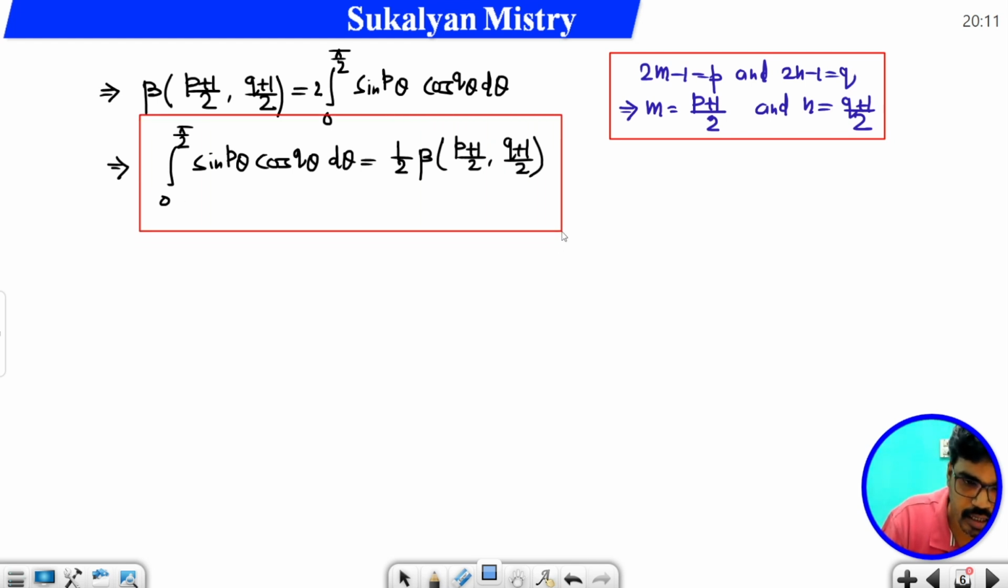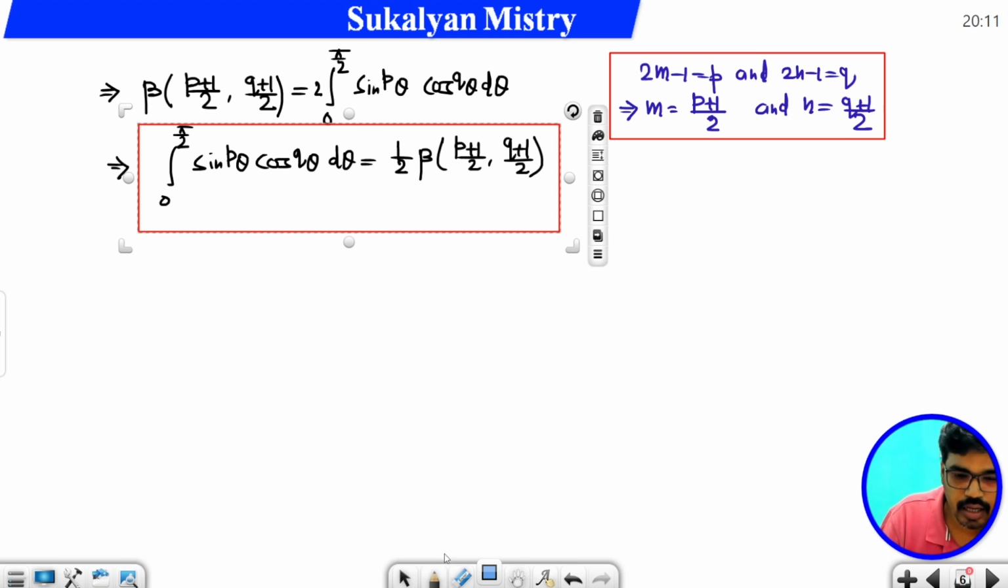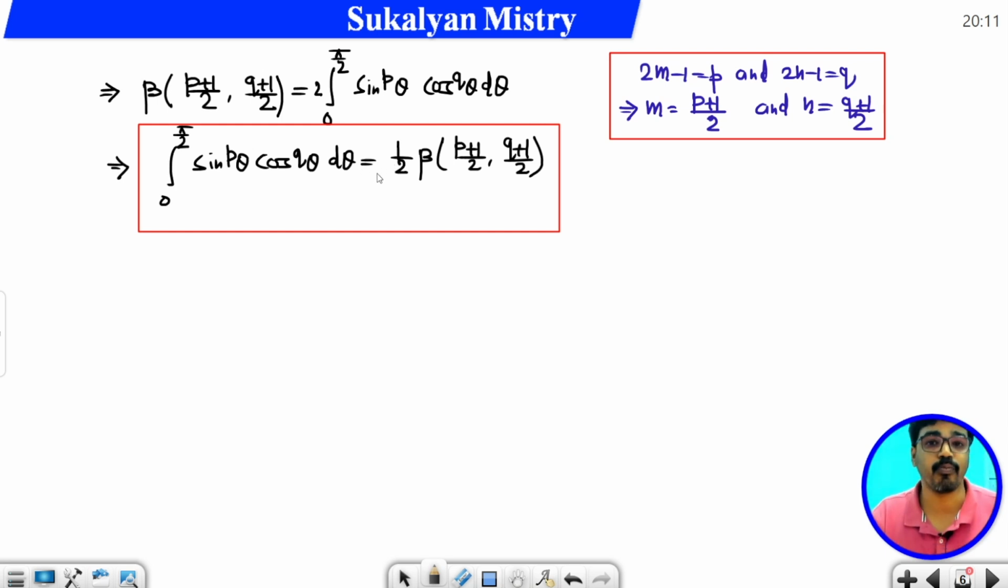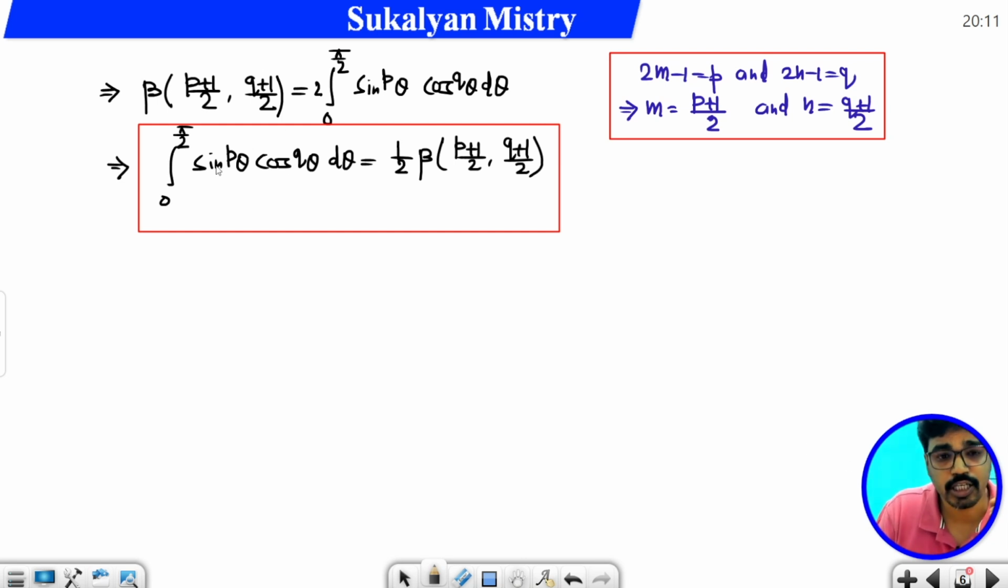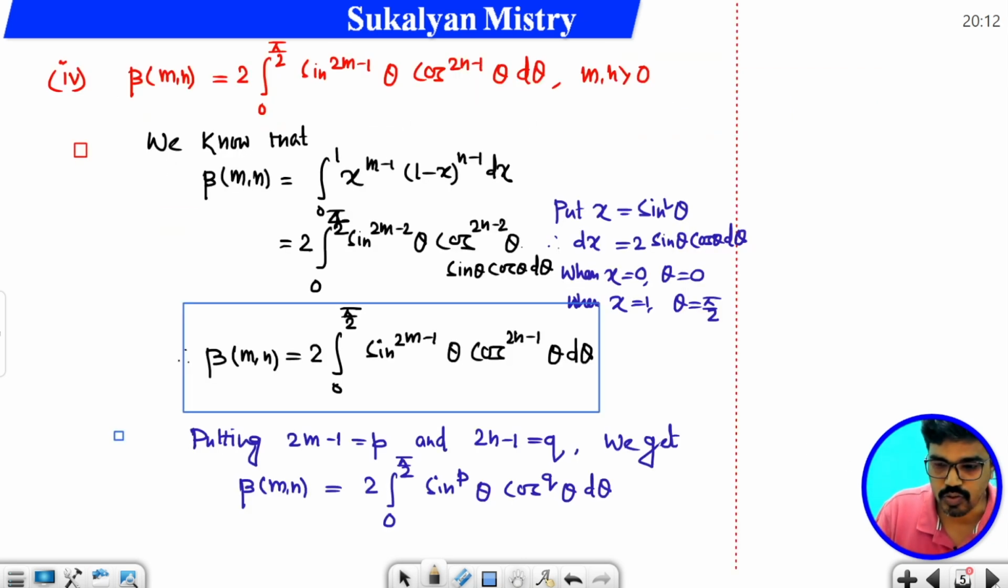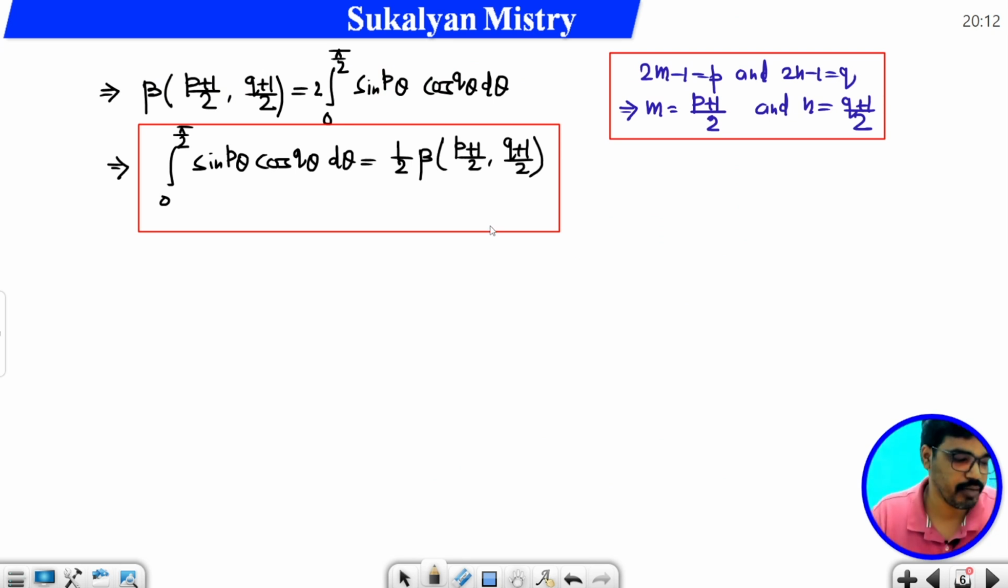In the exam they can also give this as a deduce question: prove that beta p plus 1 by 2, q plus 1 by 2 equals 2 into integration 0 to pi by 2 sin to the power p theta cos to the power q theta d theta. It is a very very important result: integration 0 to pi by 2 sin to the power p theta cos to the power q theta d theta equals 1 by 2 beta p plus 1 by 2, q plus 1 by 2. In the exam they can also give this, so you have to solve it from first to last.